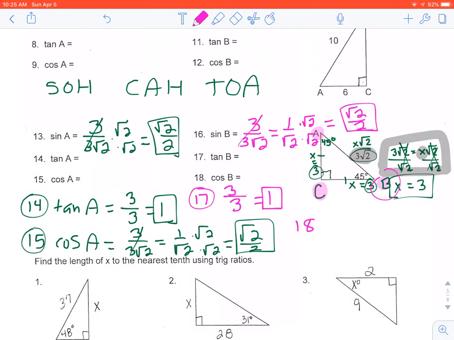And then 18, cosine of B. Adjacent is 3, and hypotenuse is 3 square root 2. So again, like the other ones, multiply the top and bottom by square root 2. So you have square root 2 over 2.